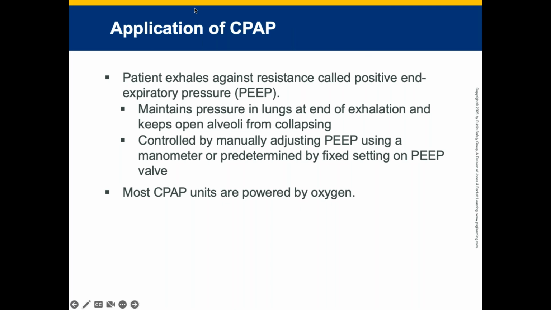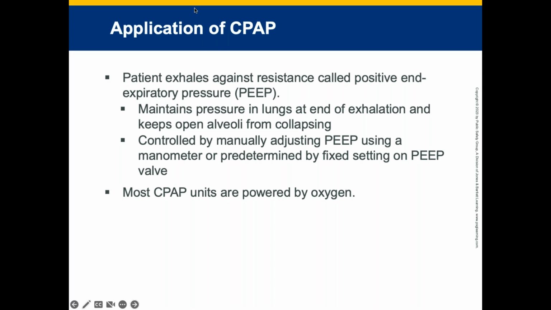So as far as the application of CPAP goes, the patient exhales against resistance called positive end expiratory pressure. That's PEEP, which maintains pressure in the lungs at the end of exhalation and keeps the open alveoli from collapsing, right? Controlled by manually adjusting PEEP and using a manometer or predetermined by fixed setting on PEEP valve.